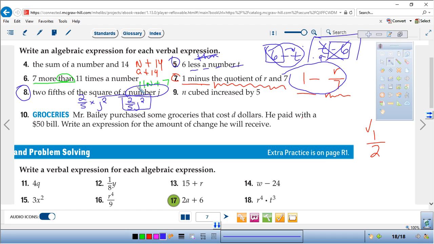Okay, let's do the last one, number 9. Do number 9 real quick. Okay, cool. So this right here is n, let me change color. n cubed, increased by 5, plus 5.